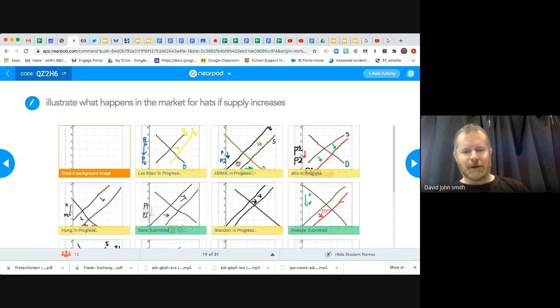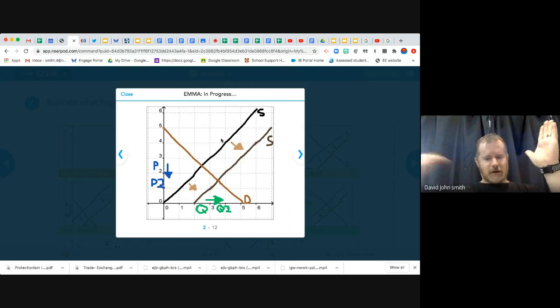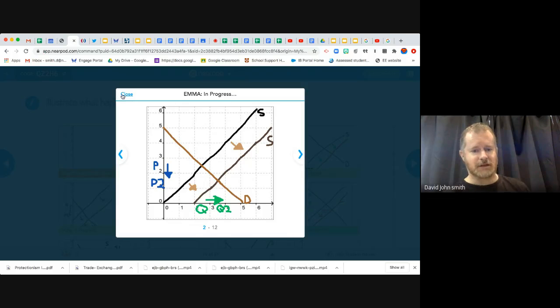What will happen? Let's get Emma's one back up because it was so good. All right. What would happen if the supply curve was going that way? What would happen to price and quantity? Price increase, quantity decrease. Well done. And again, remember that it's inverse, so they're going to go in opposite directions. So when price is increasing, quantity is decreasing. When price is decreasing, quantity is increasing because they're moving in opposite directions.